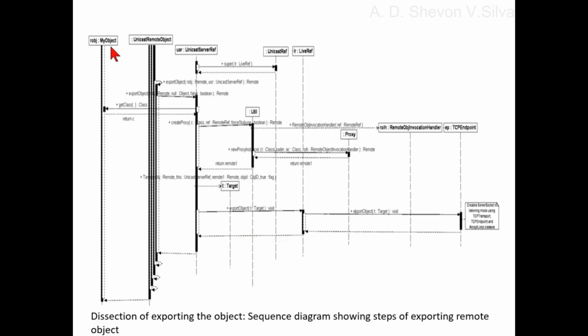Here you can see RObj my object, unicast remote object, USR unicast server ref, unicast ref, LR live ref, util, proxy, ROIH LH, ROIH remote object invocation handler, EP TCP endpoint.